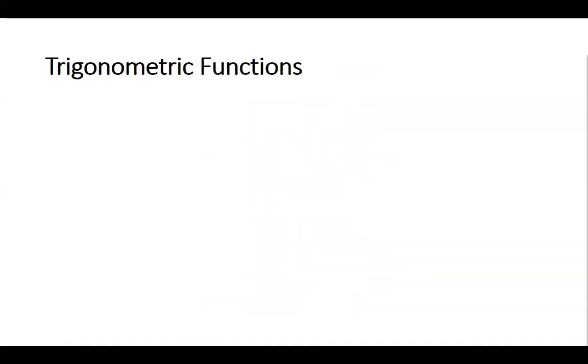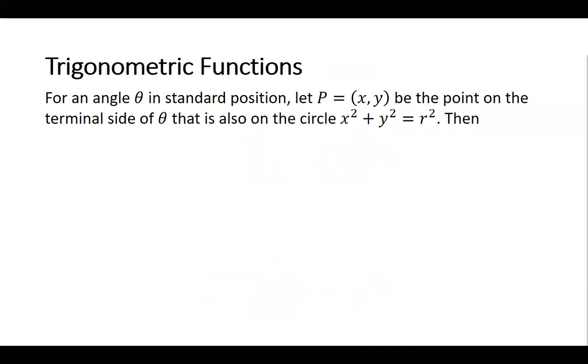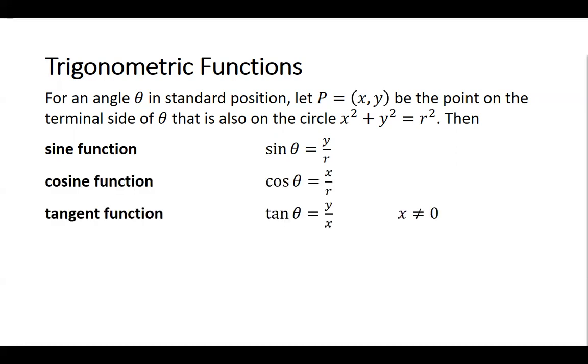Okay, so let's look some more at trigonometric functions. For an angle theta in standard position, let P equal (x, y) be the point on the terminal side of theta that is also on the circle x squared plus y squared equals r squared. Okay, so now we're not saying that we're on a unit circle. So the radius can be anything, so it's going to be r. So that makes our sine function, sine of theta, equal to y over r. Cosine is x over r.